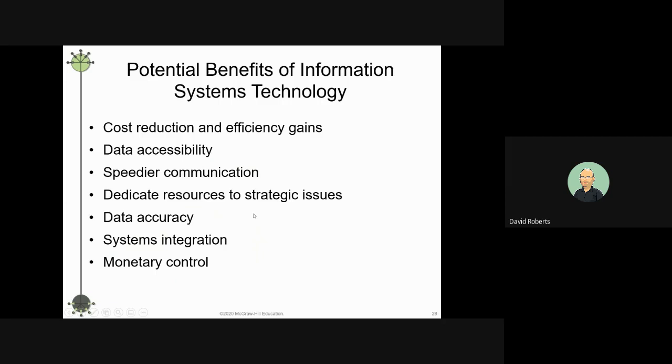You can potentially reduce the costs. I know that when RJR and Nabisco went from paper purchase orders to EDI or electronic purchase orders, their costs went down from about $70 per purchase order to about 70 cents, a 99% cost reduction.